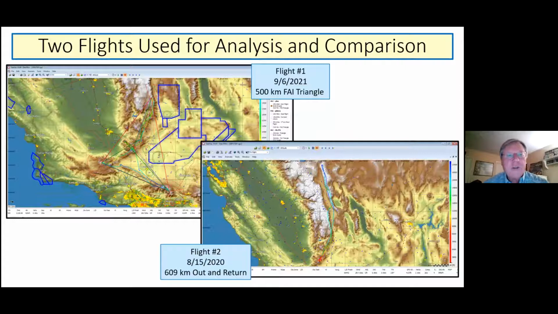So I've got two flights that we're going to talk about. First one is that triangle that I mentioned, and another one is an out and return that I did last year, 2020 actually. And two very, very different flights, but you'll see in the end which one actually scores higher. Kind of interesting.